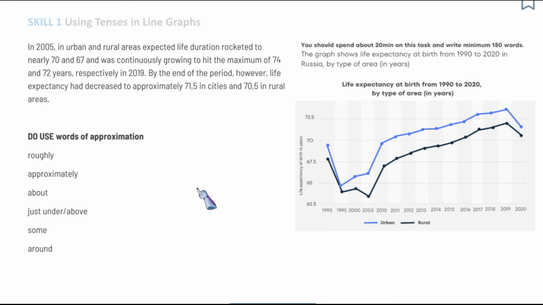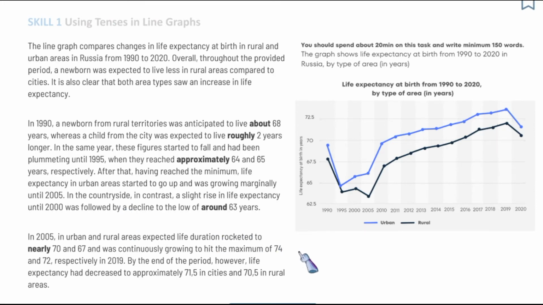Another thing is, please use words of approximation. So why do you need to use them? Because, for example, look at this figure over here. We cannot say for sure which number it is. That's why we need to use words of approximation. These are words like roughly, approximately, about, just under, just above, some, or around. As you can see, there are several synonyms, so this is yet another way to show lexical variety. In my report, I have used 5 synonyms of these words.